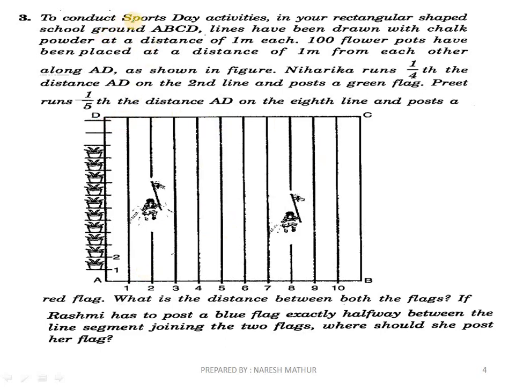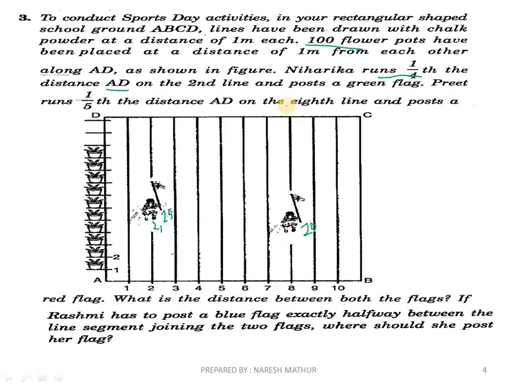Niharika, one of the girls, runs 1/4 of the distance of AD. 1/4 of what? 1/4 of the distance AD. At AD they have placed 100 flower pots at 1 meter. It means the total distance of AD is 100 meters, and 1/4 of AD will be 25. So we can write it as 25 meters on the second line. So the coordinates of Niharika will be (2, 25), and on the second line she posts a green flag. Okay, and Preet runs 1/5 of the distance. 1/5 of what? 100. So 1/5 of 100 will be 20.